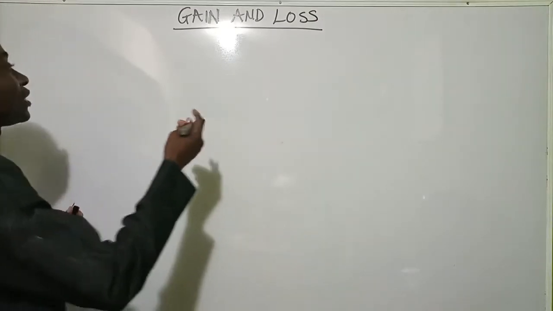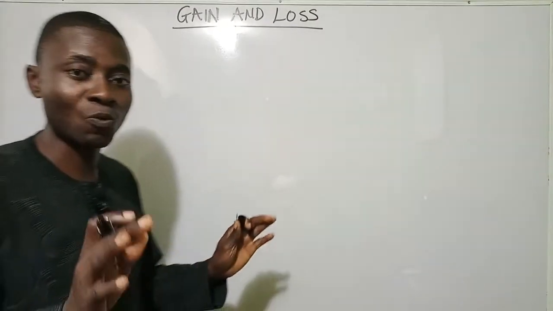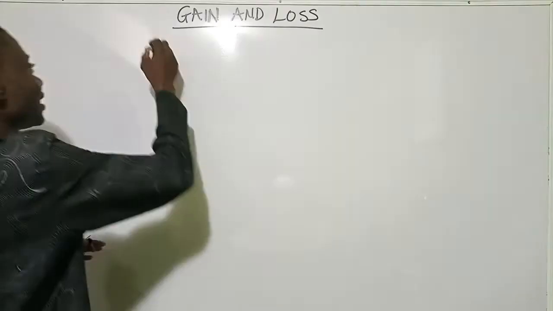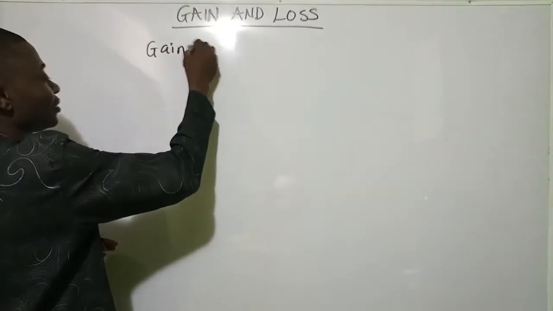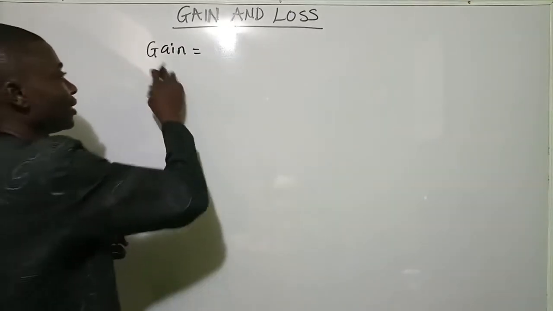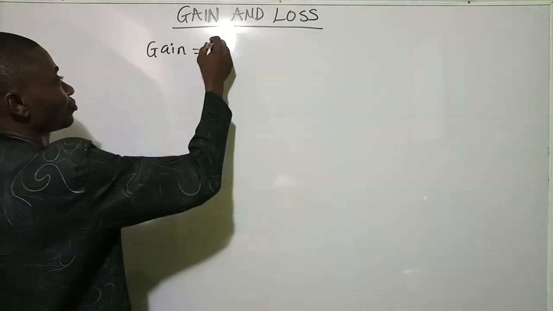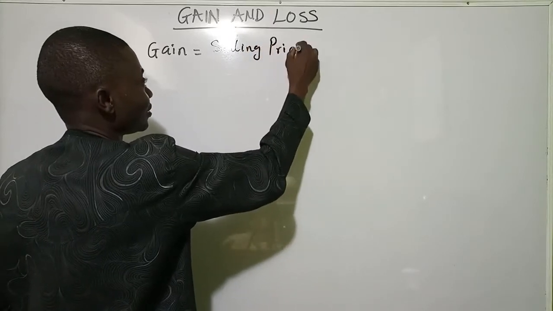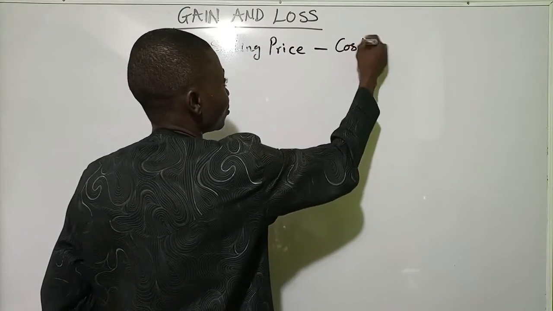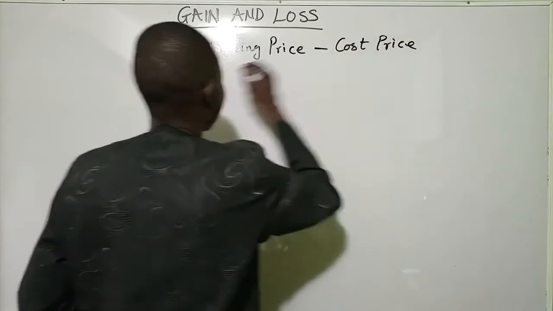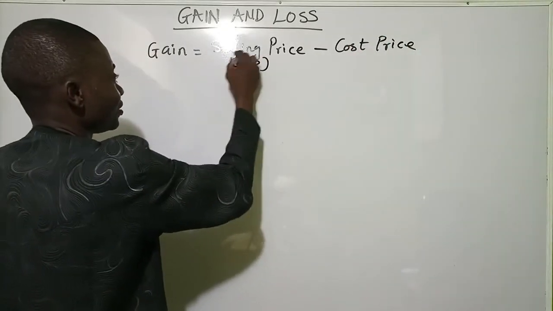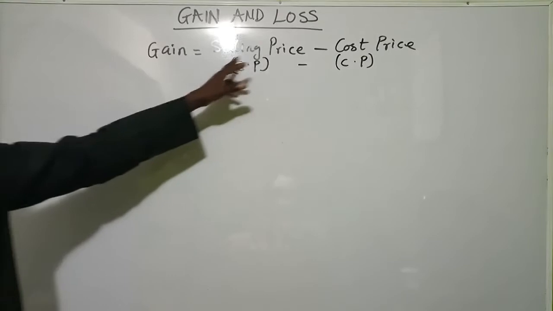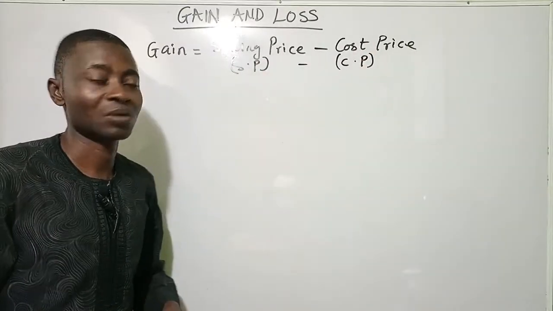First and foremost, we need to know the formula that we use in calculating gain or loss. Let's take gain first. To get gain, the formula is selling price minus cost price. I call it SP minus CP. Selling price minus cost price.